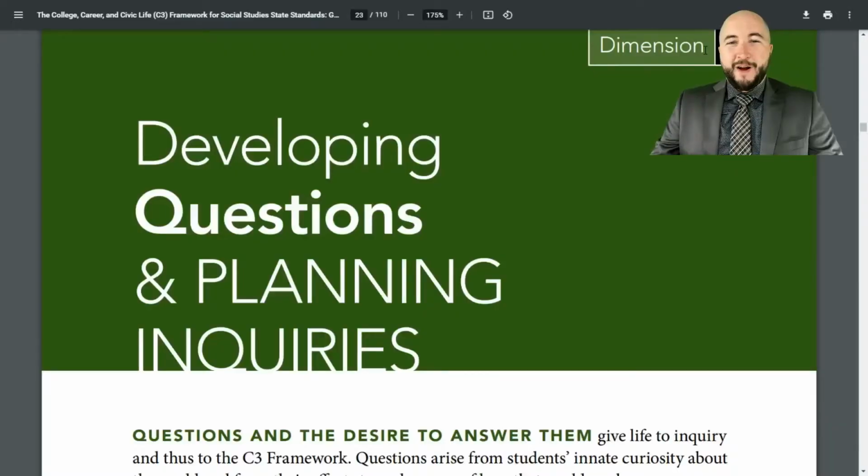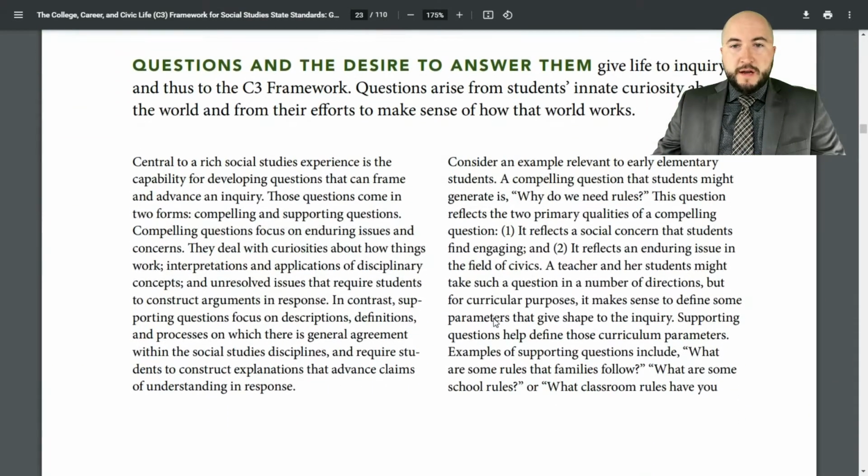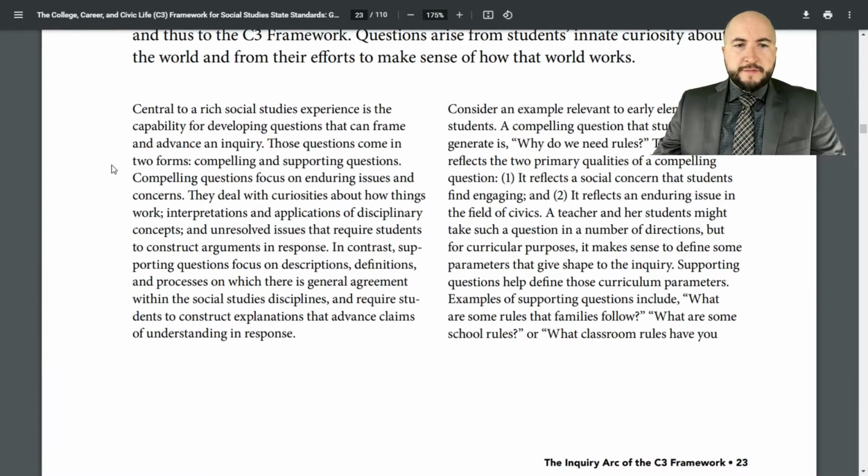better. All right, so before we move into our actual curriculum design, I wanted to jump into the C3 framework so we can really see what a good definition of a compelling question and supporting question is. So here we are in Dimension 1, developing questions and planning inquiries. And if we scroll down, we see that it starts talking about these questions and the desire to answer them as being important to inquiry in the C3 framework. And down here it gives us our definitions.